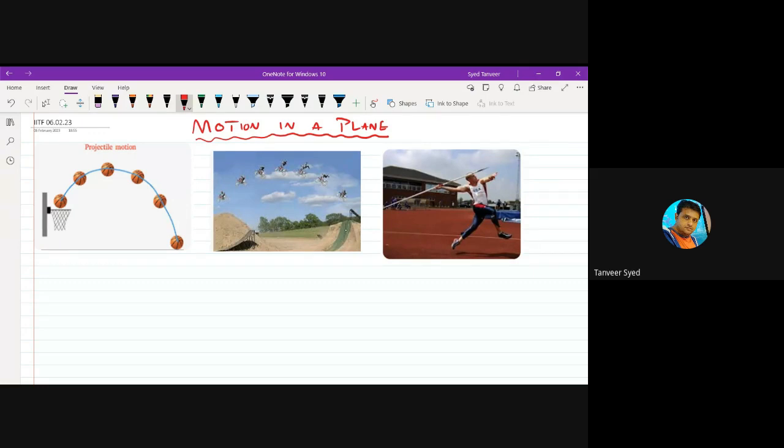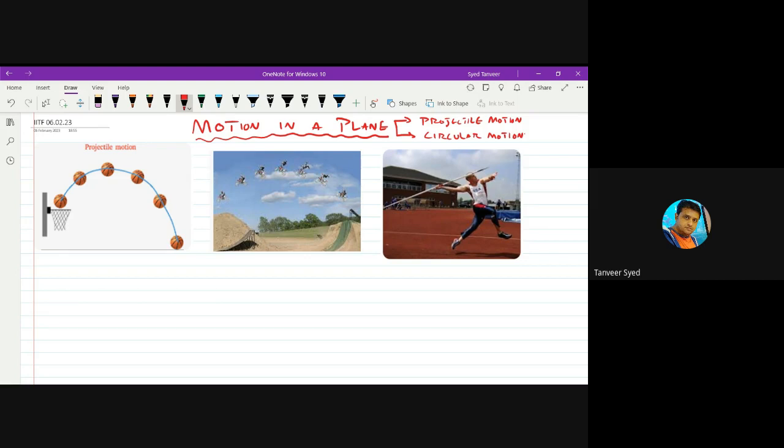And we will study two particular types of motion in a plane. First one is projectile motion. Second type of motion is circular motion. These are two examples of motion in a plane.